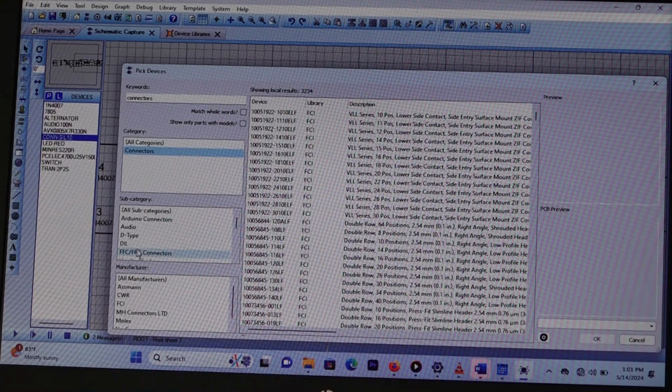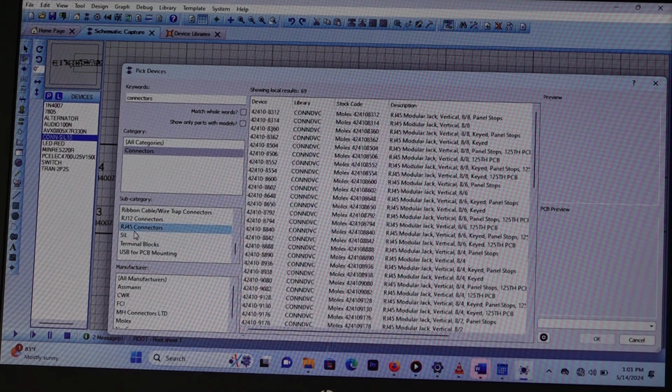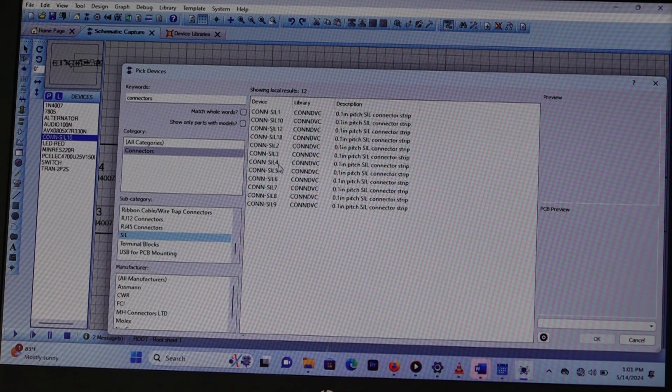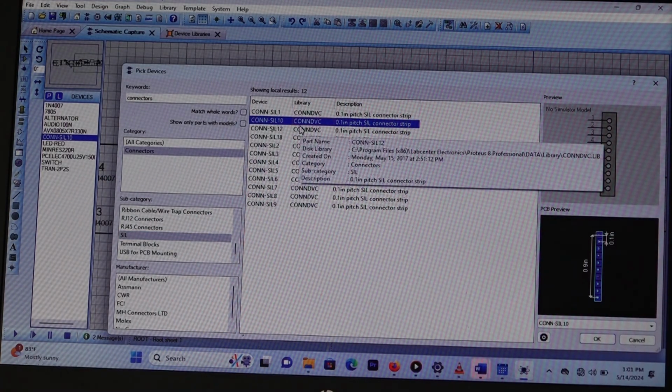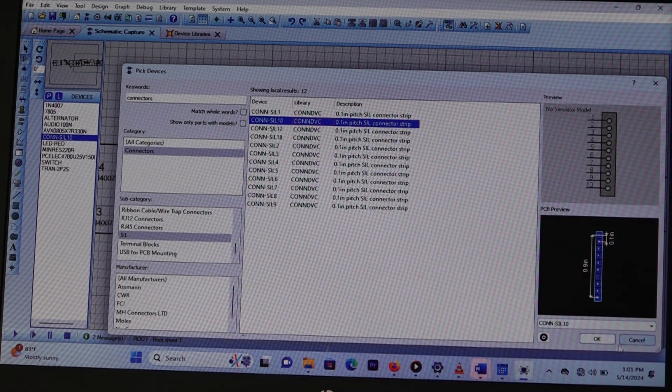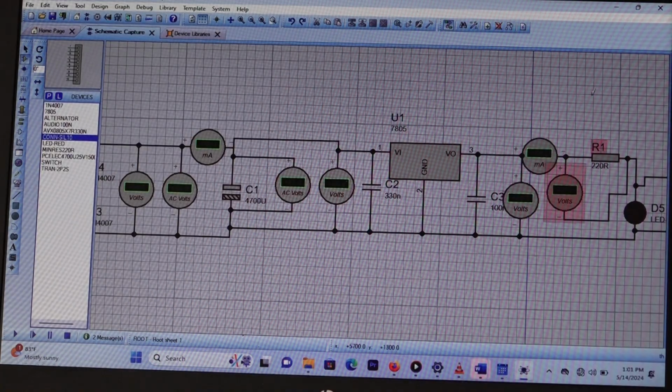In subcategory, just scroll down until the word SIL. Have you seen it? SIL. SIL connectors, because you have a number of connectors. Then choose a connector with 10 pins. Then once you are done with that, so simply we say that, okay, we can have this connector.